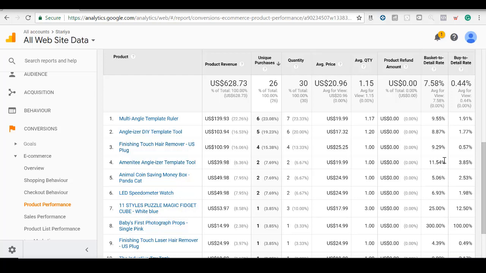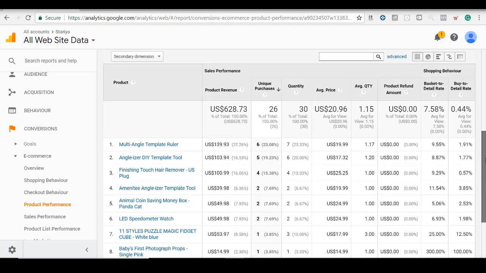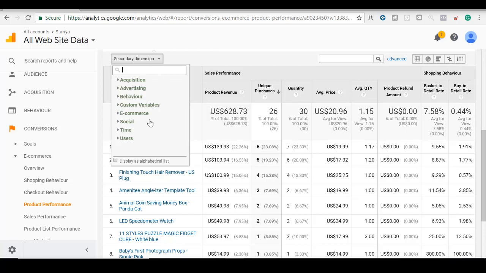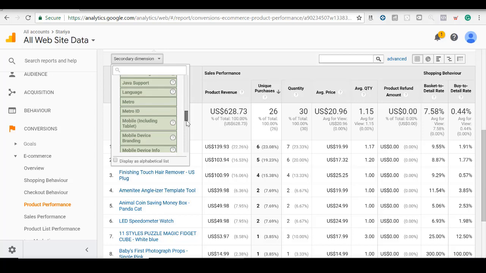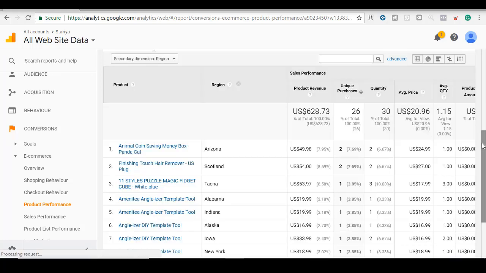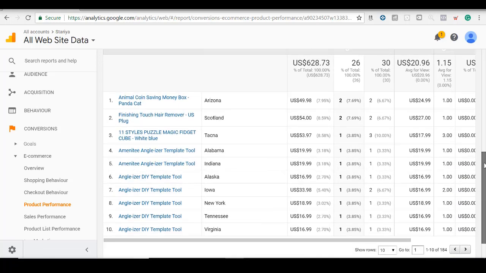So you can possibly go back to that product, start promoting it again, and so on. What else you can do is drill deeper into this. You can select secondary data. First of all, you can go into users, and then you go all the way down to region, and it shows you what particular region you got most of your sales from.